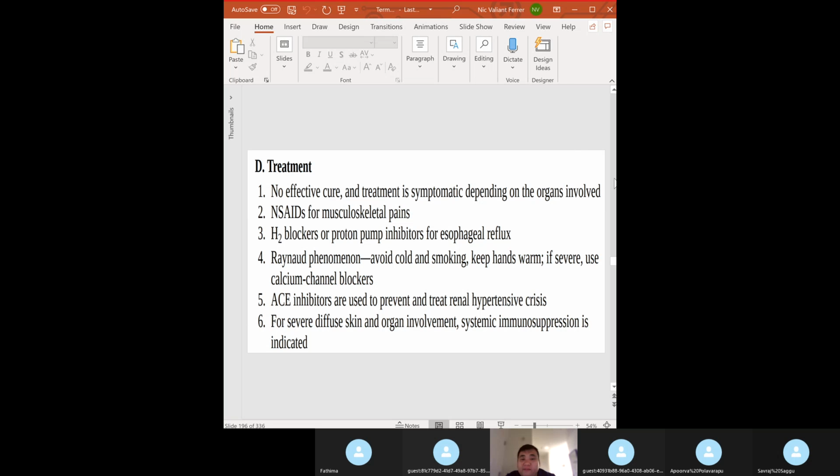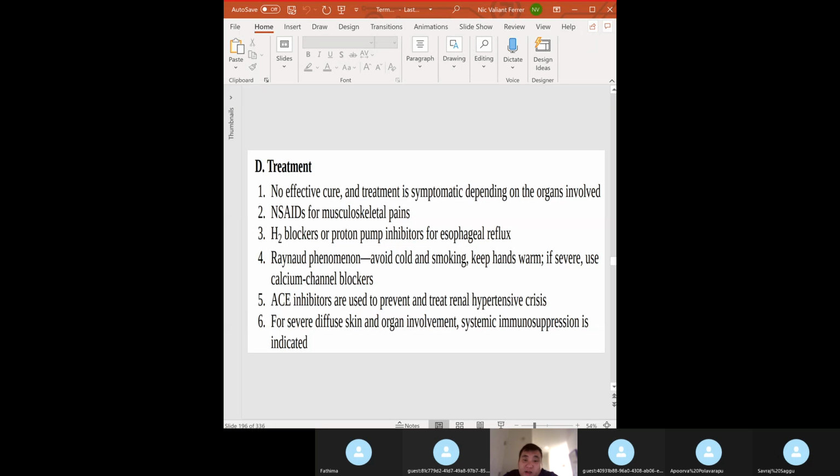What's the treatment? No effective cure, unfortunately. NSAIDs for musculoskeletal pains and some symptomatic management, like H2 blockers. For Raynaud's, you use calcium channel blockers, ACE inhibitors to prevent renal hypertension, and then systemic immunosuppression is indicated. So remember, if the patient has scleroderma, there's a 20% chance that the patient also has Sjogren syndrome. In a patient with Sjogren syndrome, search for occult lymphoma.